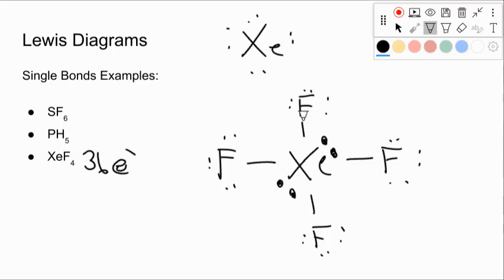Fluorine is balanced. It's already bonded and it's done. And then xenon is doing 2, 4, 6, 8, 10, 12. It has an expanded octet because it already started with 8. Again, that is unusual, but it is something that can happen.